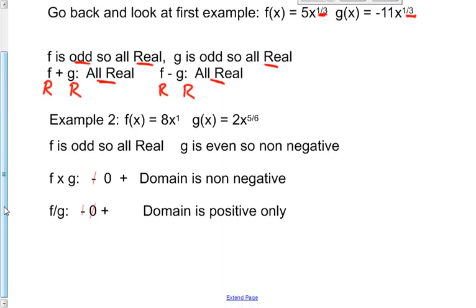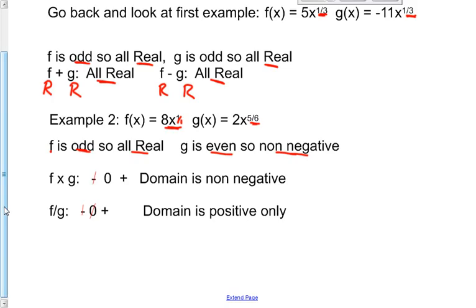In the second example we did, we had the f function as 8x, and the g function is 2x to the 5/6. Now remember, we're looking at powers. So this 8x raised to the first, that's like 1 over 1. I could put in anything I want as an odd value, and that will work. So my f function, being an odd value, all reals. My g function, however, is x raised to the 5/6. That's an even number, and even numbers are restrictive. I cannot have negative values.